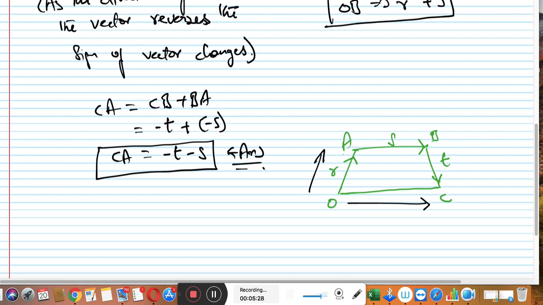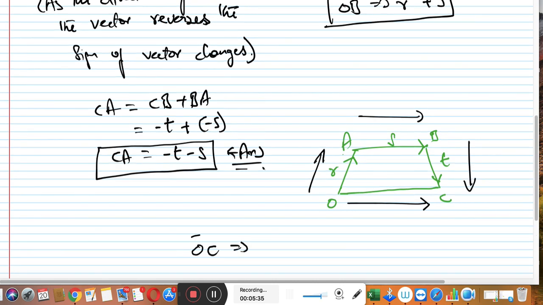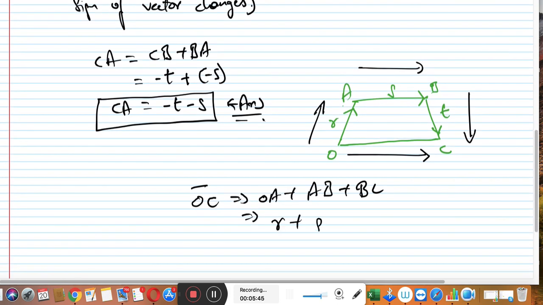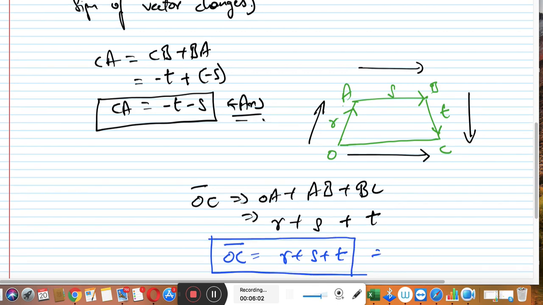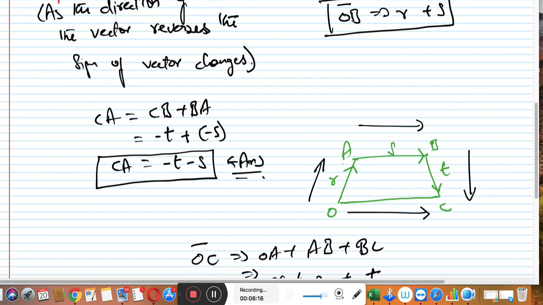So what we will do, we will go from O to A to B and B to C, and we will add all. OC vector can be written as OA plus AB plus BC. OA is your R, AB is your S and BC is your T. So your final answer is R plus S plus T. This is your OC. And that's your final answer. I hope this would have cleared some of your doubts. Now, coming on to the next question, that is question number 2.